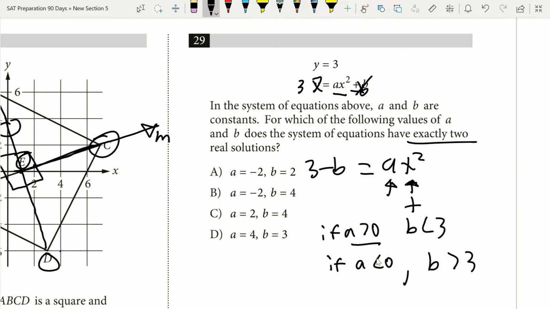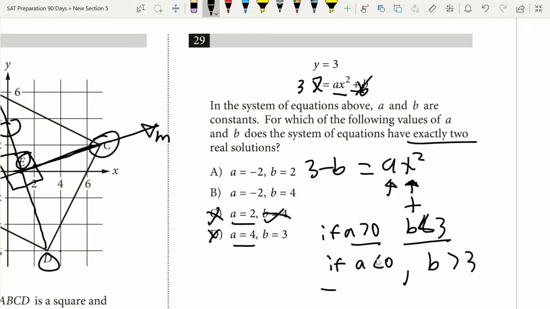So now that I've determined that criteria, I can just find which answer choice fits. Let's look at the ones with a greater than 0 first, just because I picked one. Is b less than 3? No, we see b is greater than 3 in option C, so C is wrong. Option A, is b less than 3? No, it's equal to 3, so that's wrong as well.